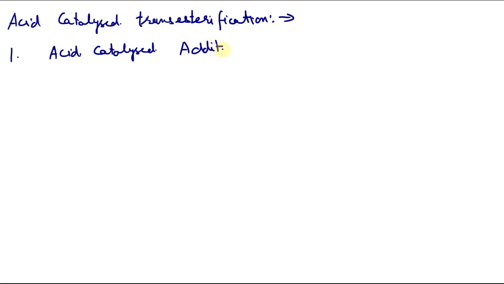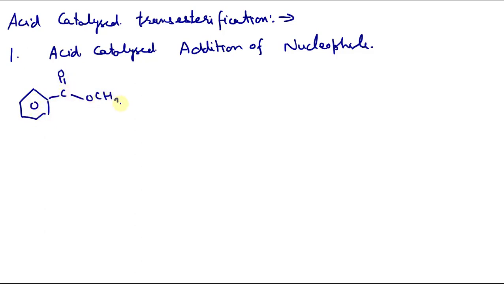Catalyzed addition of nucleophile. Let us see how it catalyzes. Suppose we have some ester. Again I will take the same example of base catalyzed transesterification. Now here you will see that this carbon is not that much electrophilic. If we have a weak nucleophile, like in this case the nucleophile will be this alcohol ROH. This is not a strong nucleophile, it is a very weak nucleophile. So this does not attack very rapidly.